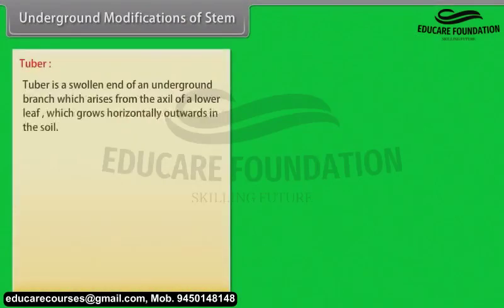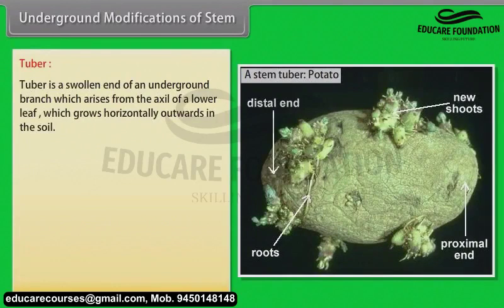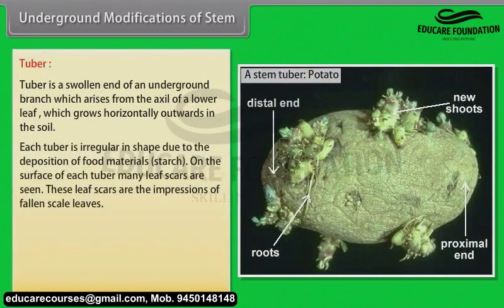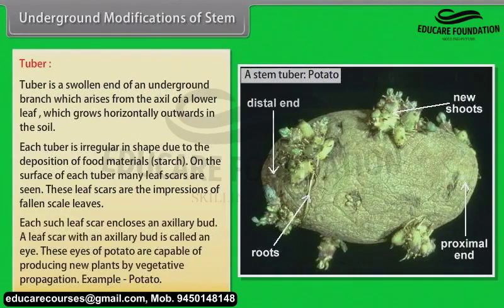Tuber. Tuber is the swollen end of an underground branch which arises from the axil of a lower leaf, which grows horizontally outwards in the soil. Each tuber is irregular in shape due to the deposition of food materials, starch. On the surface of each tuber, many leaf scars are seen. These leaf scars are the impressions of fallen scale leaves. Each such leaf scar encloses an axillary bud. A leaf scar with an axillary bud is called an eye. These eyes of potato are capable of producing new plants by vegetative propagation. Example: potato.